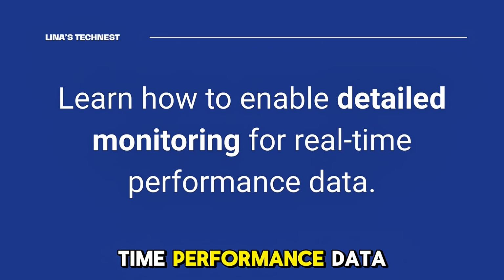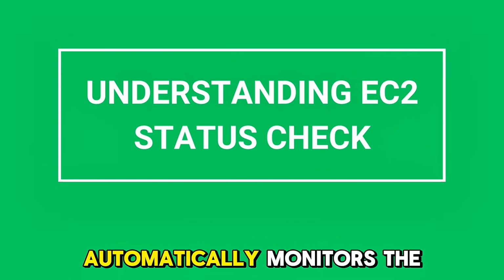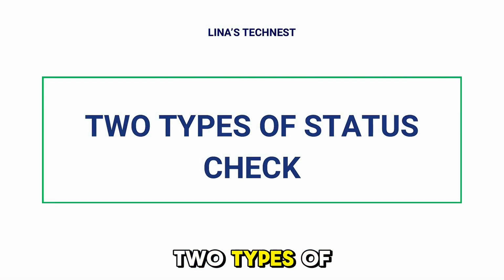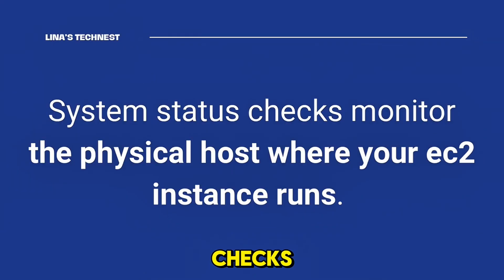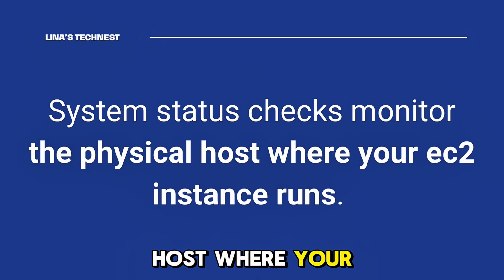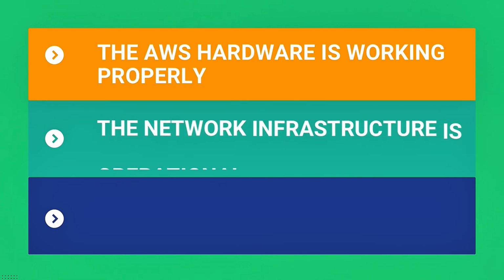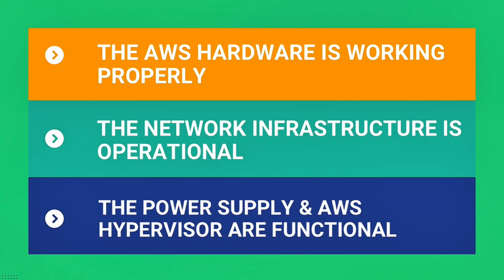So, when you launch an EC2 instance, AWS automatically monitors the health of the underlying infrastructure and the instance itself. AWS provides two types of status checks. One is system status checks. System status checks monitor the physical host where your EC2 instance runs. These checks verify whether the AWS hardware is working correctly, the networking infrastructure is operational, and the power supply and AWS hypervisor are functional as expected.